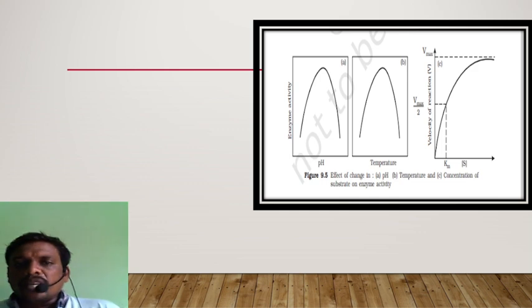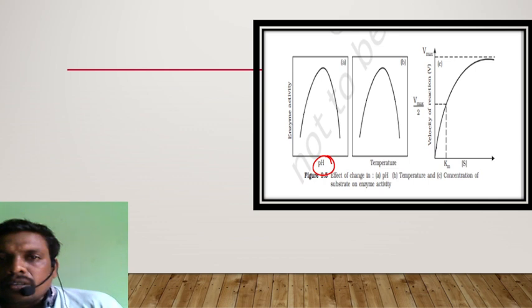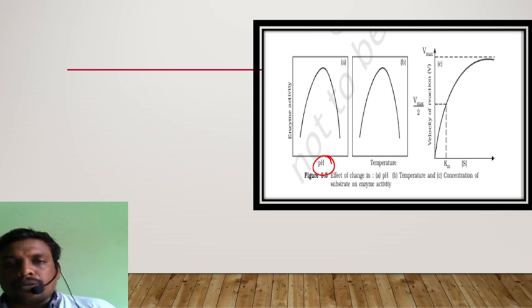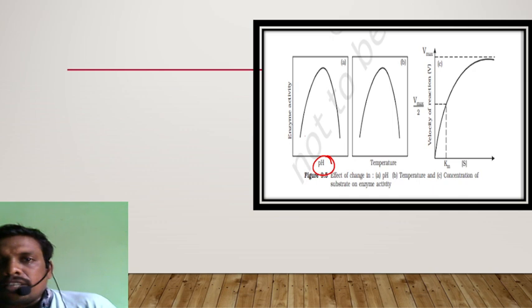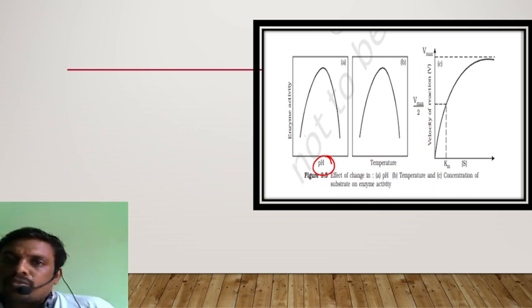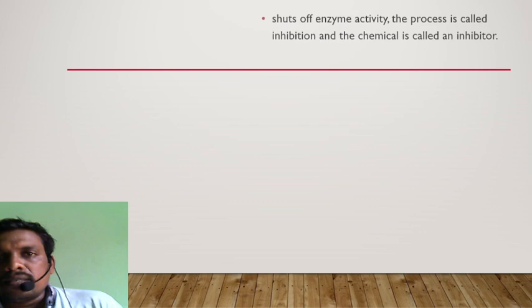In this figure, you can see the pH effect: on one axis pH and on the other axis enzyme activity. Temperature and enzyme activity you can see in diagram B, and how the curve looks. For concentration of the substrate, you can see the velocity of the reaction, Vmax, and substrate S, and the kind of curve obtained here. Understood? So we already know all these things.